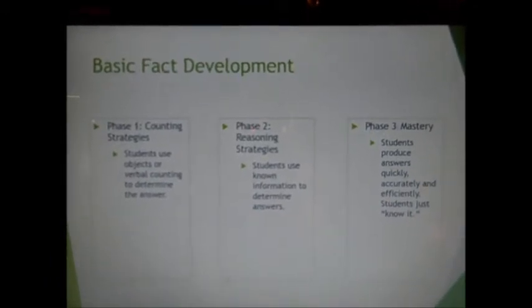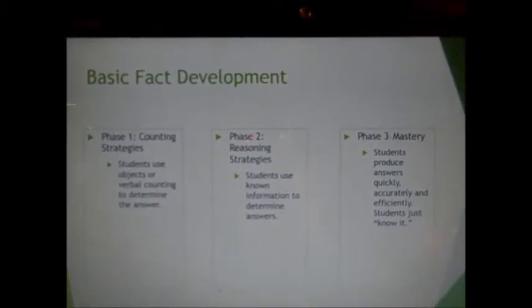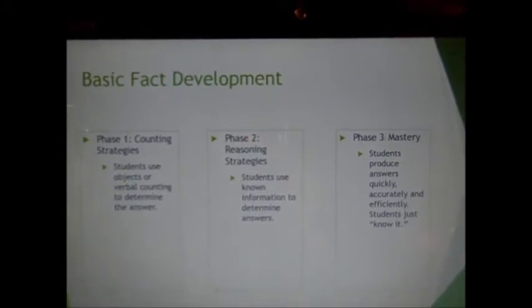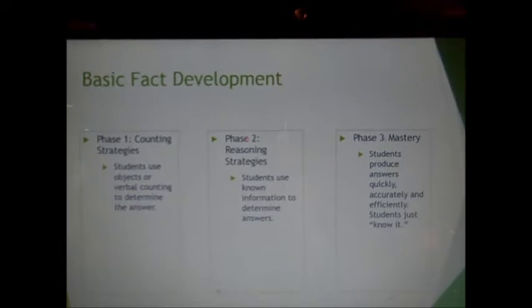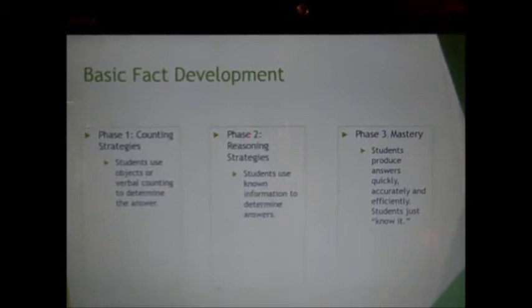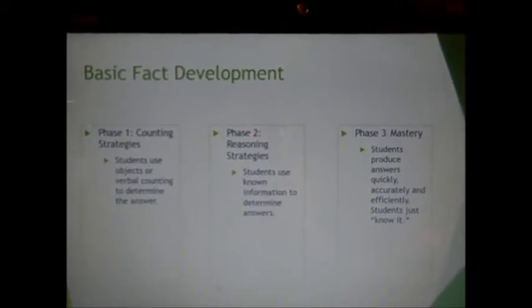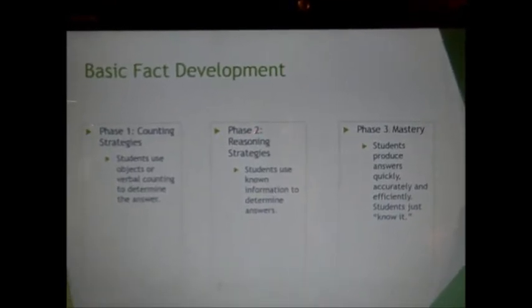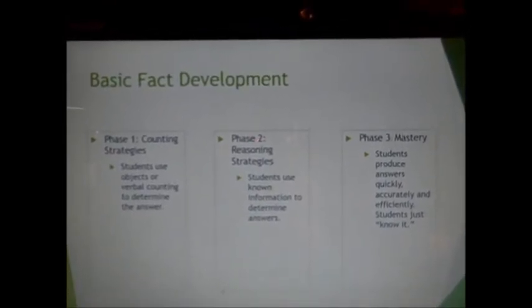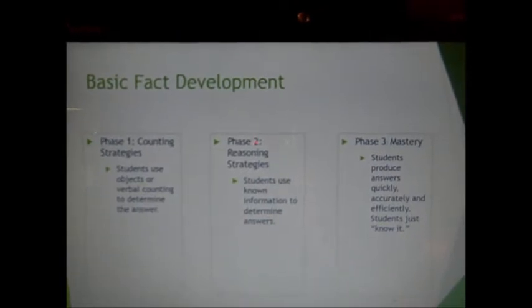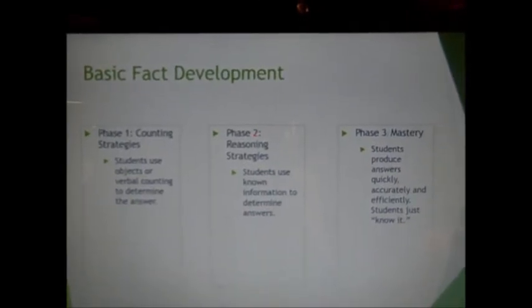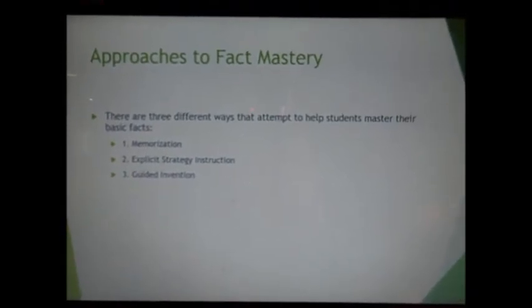In Phase 2, they use reasoning strategies. Students use known information to determine answers. For example, when figuring out 5 plus 6, students know 5 plus 5 equals 10, so 5 plus 6 is just one more. Phase 3 is mastery. Students produce answers quickly, accurately, and efficiently. Students just know it, so 4 plus 5 equals 9. They have quick responses.